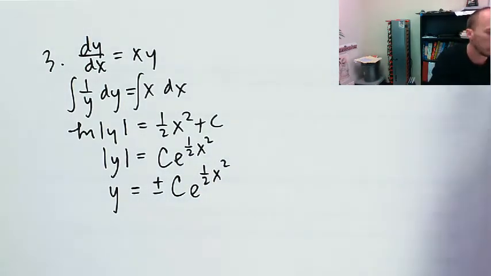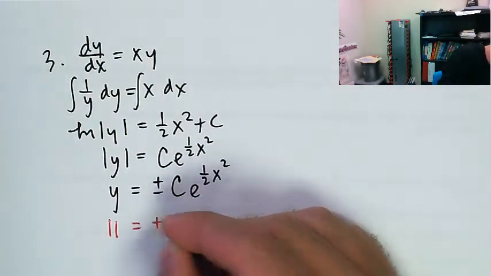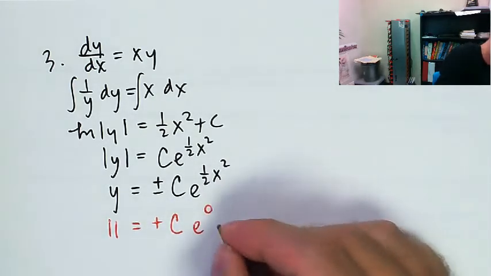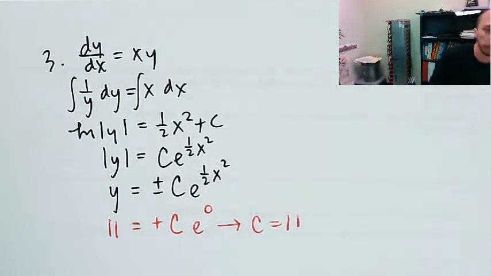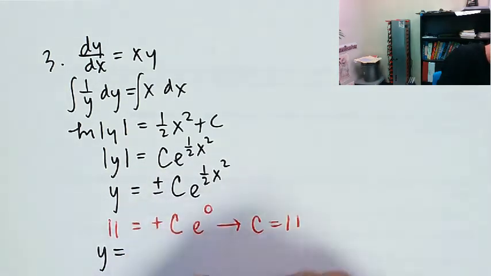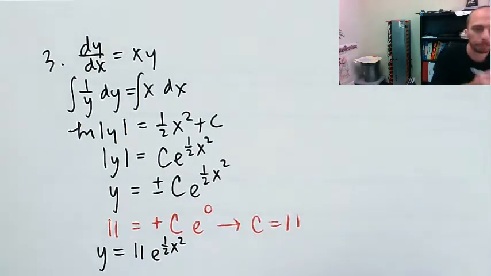And now I'm going to use my initial condition. So it said when x is 0, y is 11. So 11 is going to be a positive number, so I'm going to choose positive c e to the 0. So that means c is 11. And my solution is y equals positive 11 e to the 1/2 x squared.